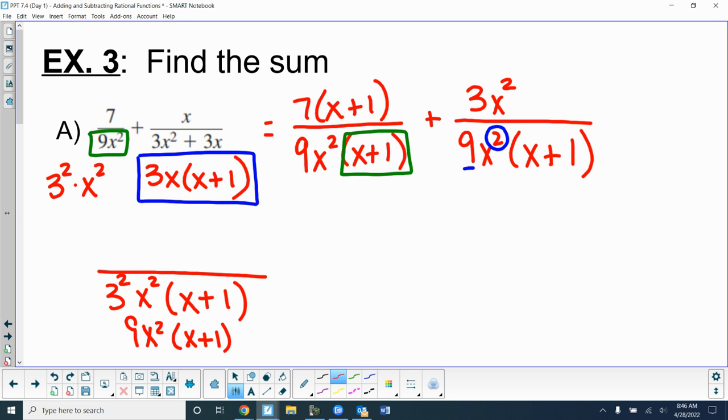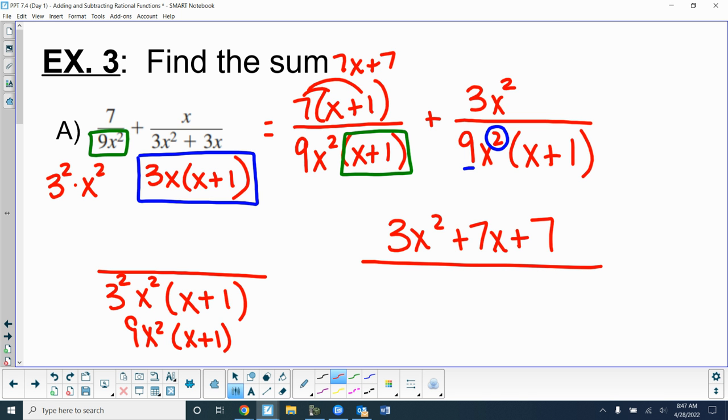Now I can add them. Before I add, though, I have to do what? Distribute. That's multiplication, right? Do multiplication before addition. So we got to distribute that, so that's a 7x plus 7. Are there any like terms? No. So you just write all 3 of them out. So 3x squared plus 7x plus 7 is my numerator. And then 9x squared and x plus 1 is my denominator.